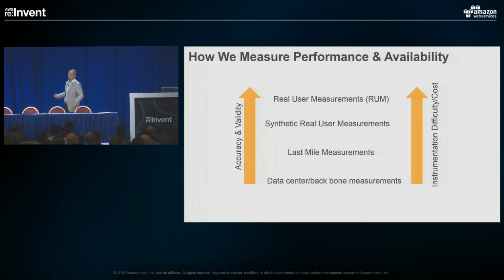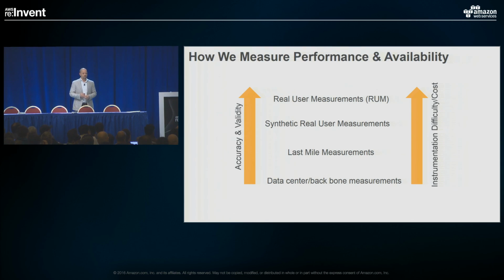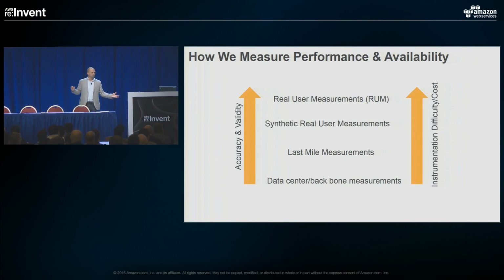performance. And performance and availability is always very important. And there's a lot of different ways to measure performance. And here are some methods. The method that we really like and we like our customers to look at is the one that's on top. And we're looking at the different methods from accuracy and validity, starting at the bottom, and going up to the top. It gets more and more accurate, more valid, but it also gets a little bit more complex.